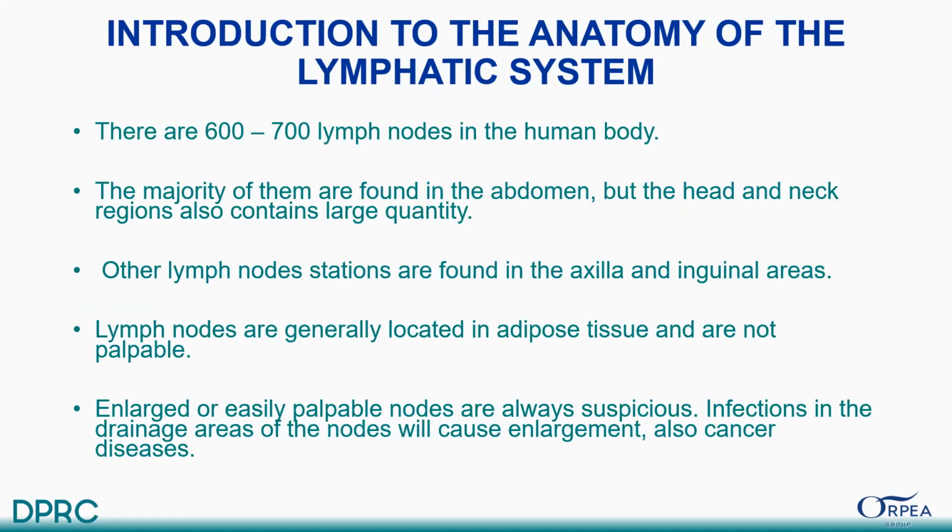There are around 600 to 700 lymph nodes in the human body. The majority of them are found in the abdomen, but the head and neck regions also contain a large quantity. Other lymph node stations are found in the axilla or inguinal areas. Lymph nodes are generally located in adipose tissue and are not palpable. Enlarged or easily palpable nodes are always suspicious. Infections in the drainage areas of the nodes will cause enlargement, and so can cancer.